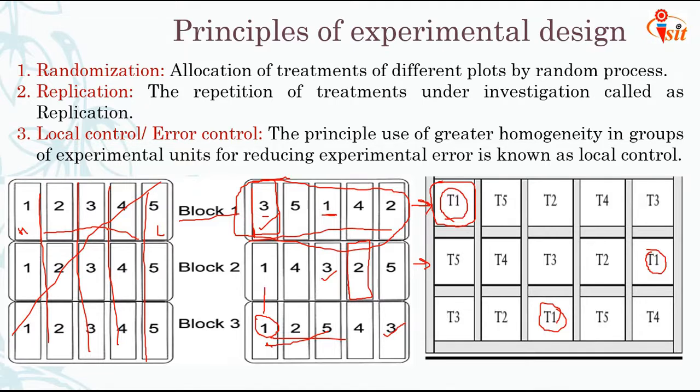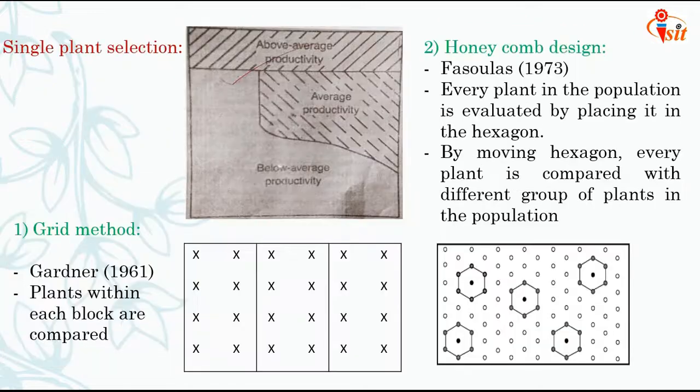Okay, so the next slide is about how to select a single plant. If you observe this piece of land, this part shows average productivity, the above part shows above-average productivity, and this part shows below-average productivity. So how to select a single plant from such a land? Whenever you select a plant from this area, it will give more productivity.